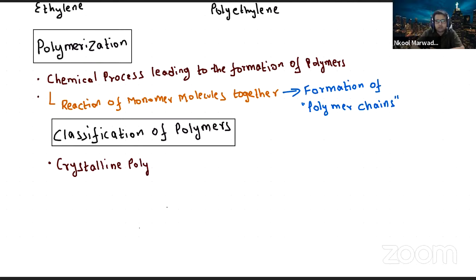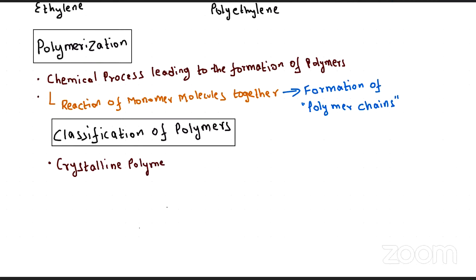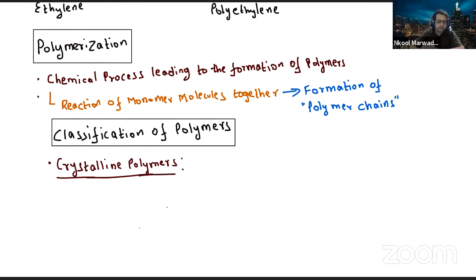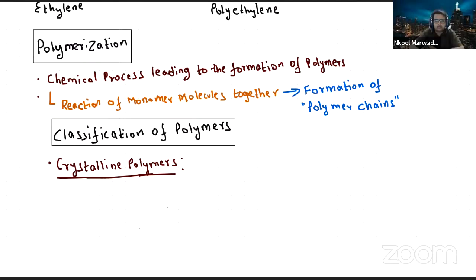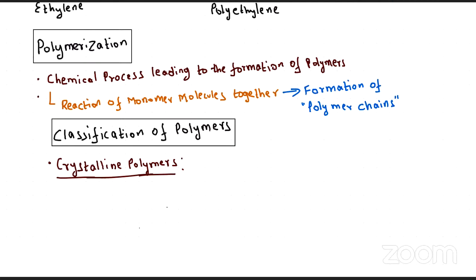First, let us focus here on the crystalline polymers. What special property? As the name suggests, they have a good structure, because crystalline means they follow a pattern. They have a regular structure. Exactly, we can say that in this crystalline polymer, there is graphite, a crystalline polymer.